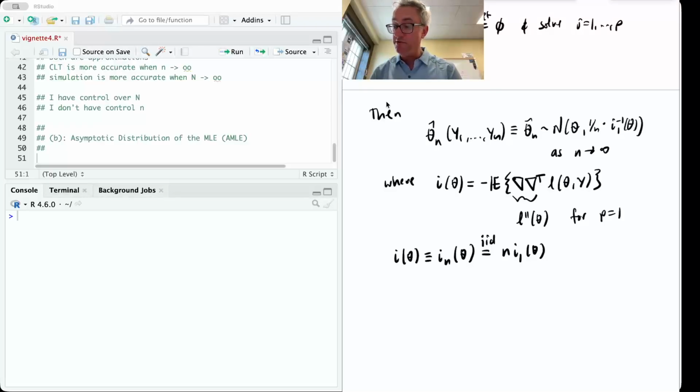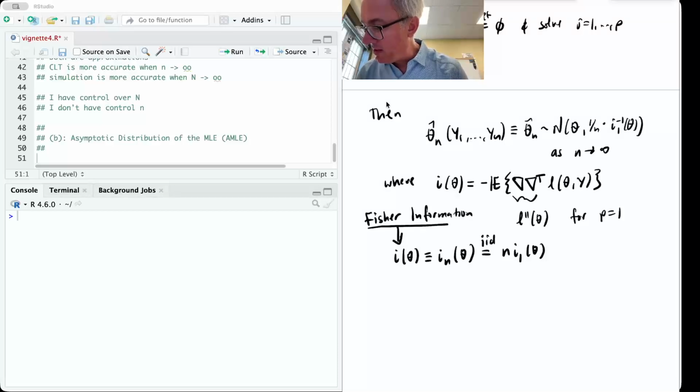I just said Fisher information. I didn't mean to say that. This thing is called the Fisher information. It's not that I didn't mean to say that. I just didn't mean to blurt it out. I meant to say this is the Fisher information. So that's what that I is. Okay, seems super abstract, I'm sure.